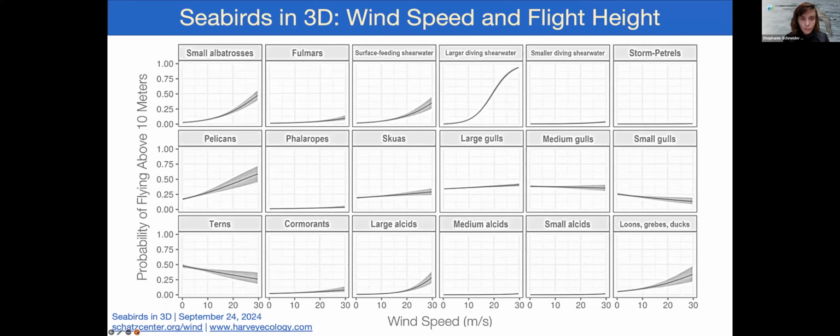This is the flight height and wind speed regressions. For each of the 18 flight groups off of California, it shows at different wind speeds what's the probability of being above 10 meters. I want to simplify this community even further from 18 flight groups to 3 patterns of responding to wind. There are the flight groups that stay below 10 meters regardless of wind speed. This is about a third of the types of flight groups that we are looking at in the California current system. You can see these birds are going to be staying low regardless of wind speed, likely remaining below 10 meters.